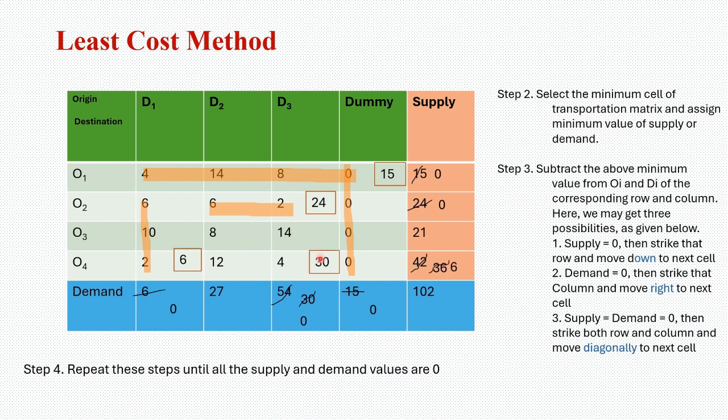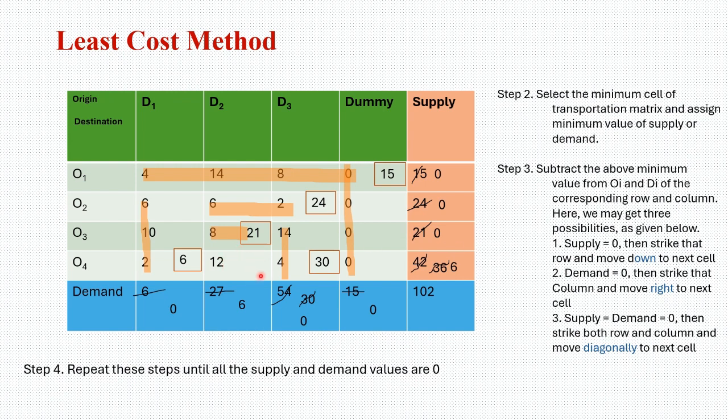Now we move to the cell with the next least value. We see cells with the next minimum value 8, between 21 and 27. 21 is less, so the minimum value is 21. 21 minus 21 is 0. 27 minus 21 is 7. Supply becomes 0. Row is cancelled. Now we move to the cell with the next minimum value, which is this, 12, here 6 and here also 6. Minimum value is 6. 6 minus 6 is 0, supply and demand are 0.